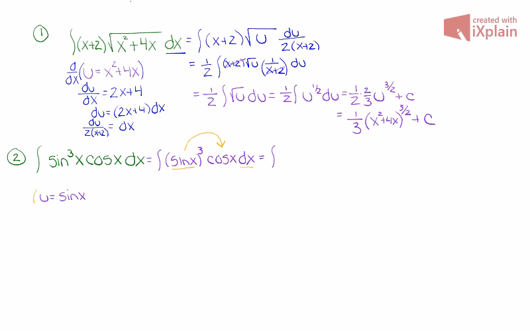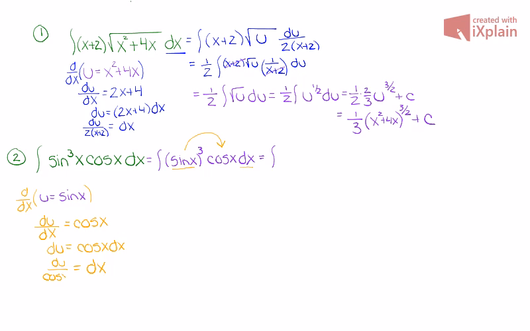So let's take the derivative with respect to x. I get du over dx is equal to cosine x. The derivative of sine is cosine. And again, I want to solve for the differential dx. So I'm going to multiply each side by dx, and then I'll divide through by cosine.